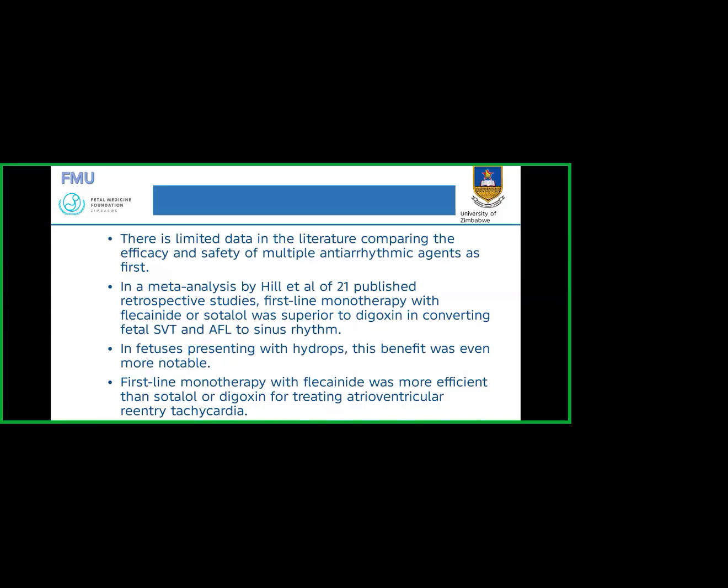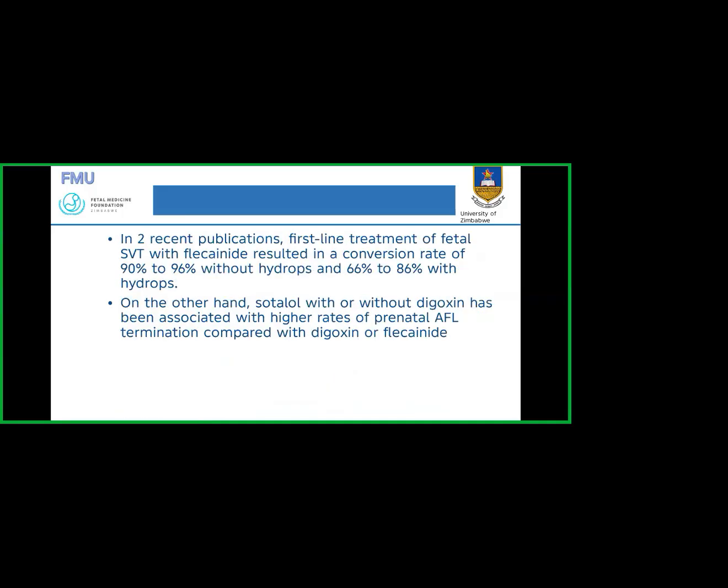First-line monotherapy with flecainide was more efficient than sotalol or digoxin for treating atrioventricular re-entry tachycardia. In two recent publications, first-line treatment of fetal supraventricular tachycardia with flecainide resulted in a conversion rate of 90 to 96% in fetuses without hydrops and 66 to 86% in fetuses with hydrops. On the other hand, sotalol with or without digoxin has been associated with higher rates of prenatal atrial flutter termination compared with digoxin or flecainide.